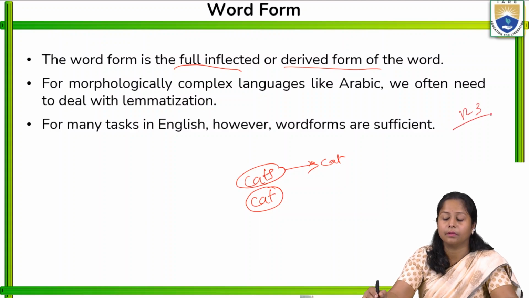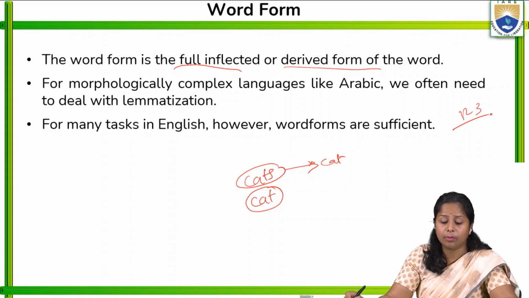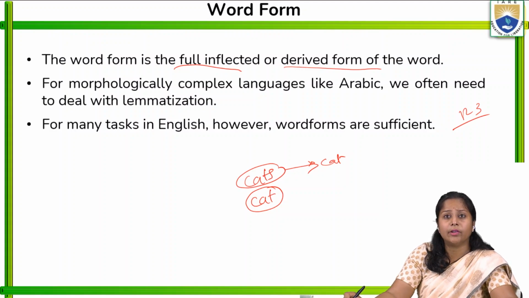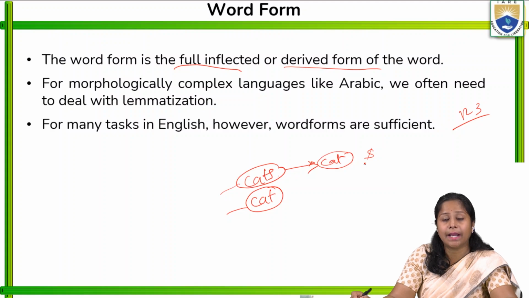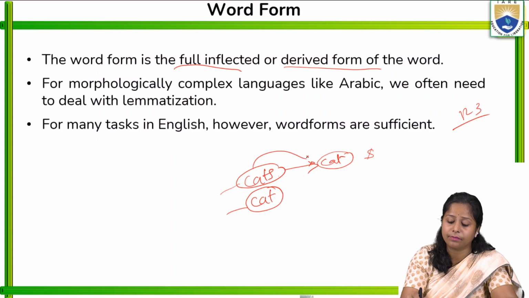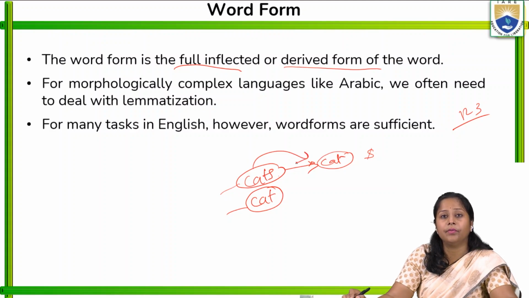So now I'll talk about word form. If I talk about these two words again, cats and cat: if I talk about cats, I need to extract cat here, and s will be the extra part, right? So cat is the fully inflected and derived form of the particular word. So the word form is the full inflected and derived form of the word.